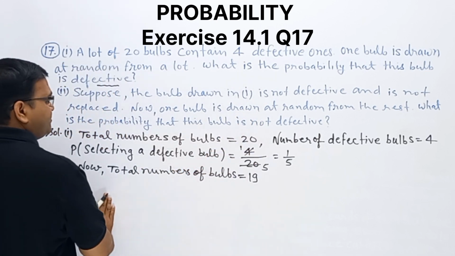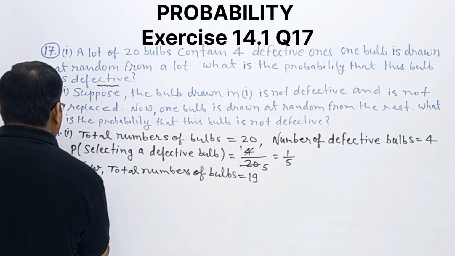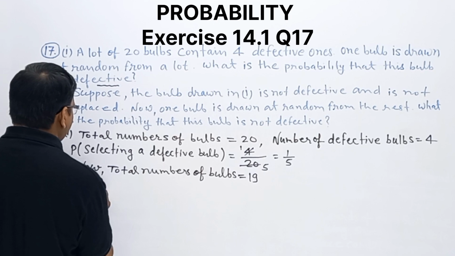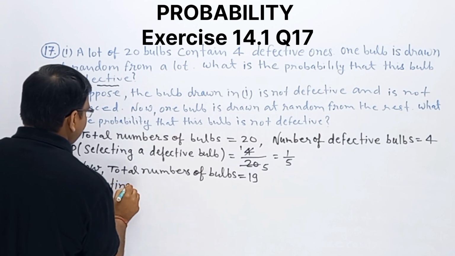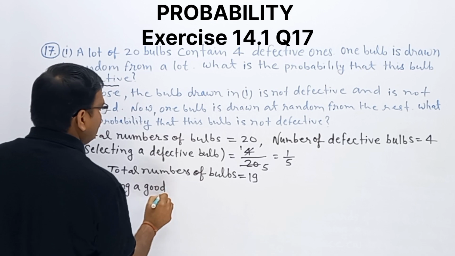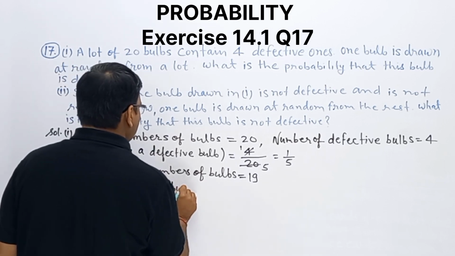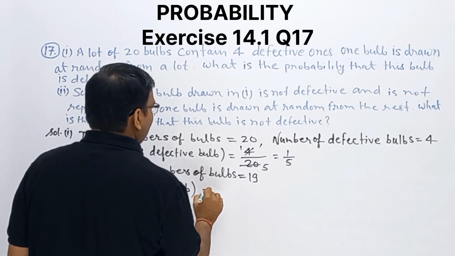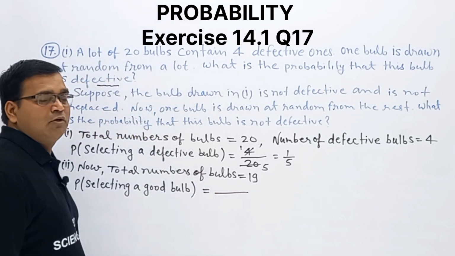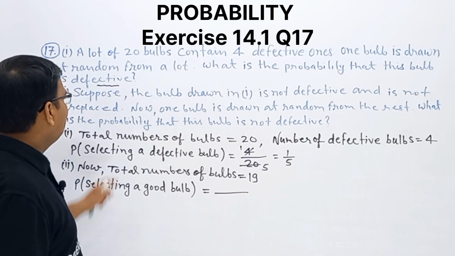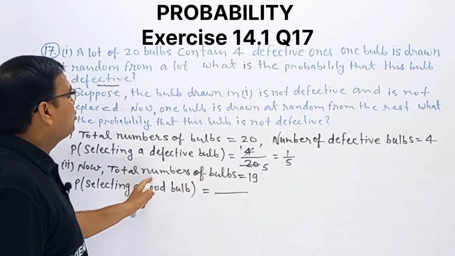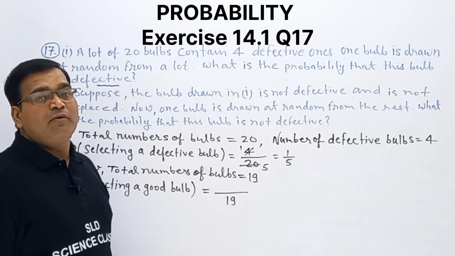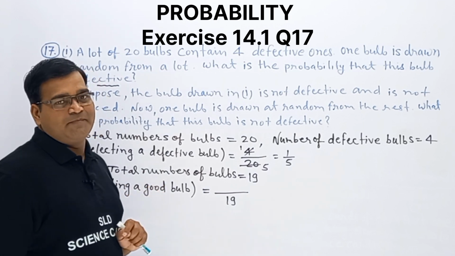Not defective means good one. So probability of selecting a good bulb equal to total number of favorable outcomes divided by total possible outcomes, and in this case we are having total possible outcomes equal to total number of bulbs equal to 19. In the numerator, number of favorable outcomes, we are selecting a good bulb.